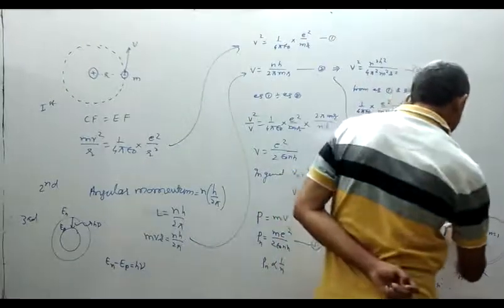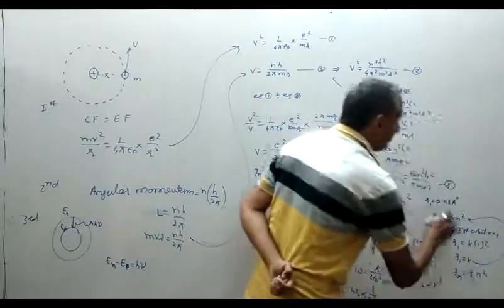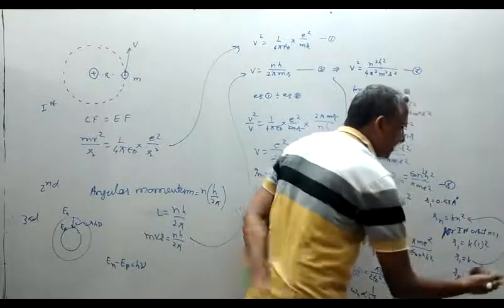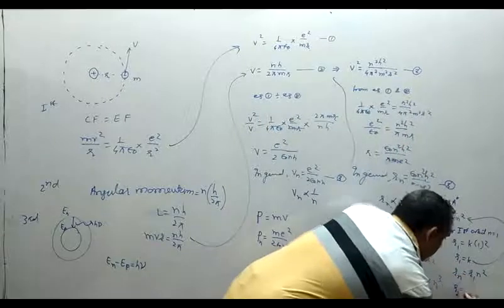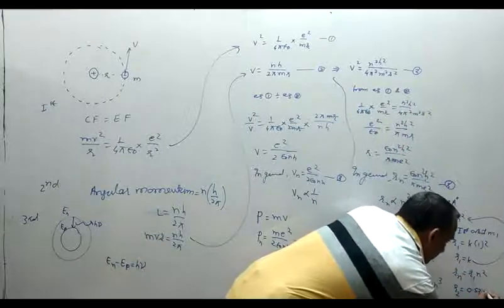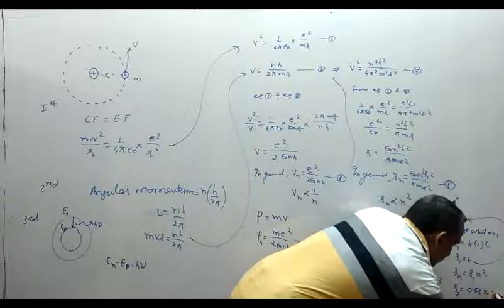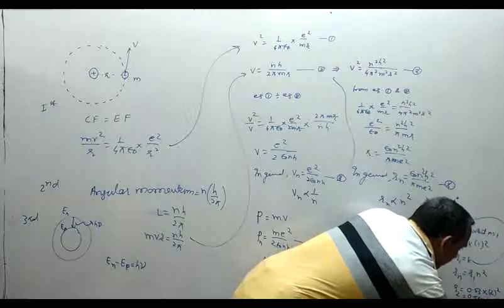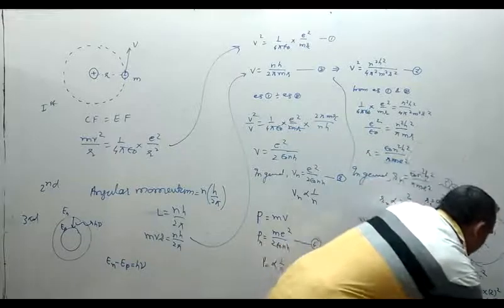So here, if we know the value of r1, that is 0.53, then for the second orbit we can write r2 is equal to 0.53 multiplied by 2 square. Therefore it becomes 0.53 multiplied by 4, and then we multiply this value.